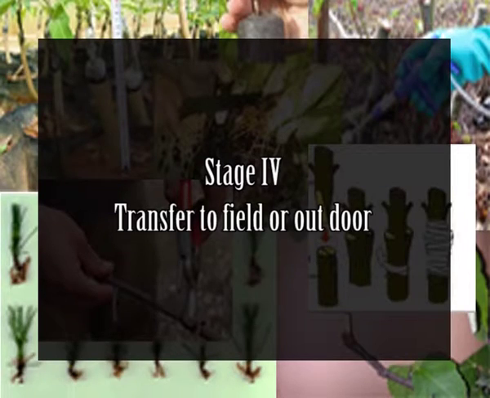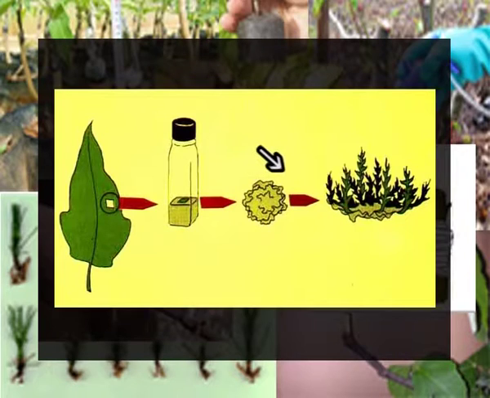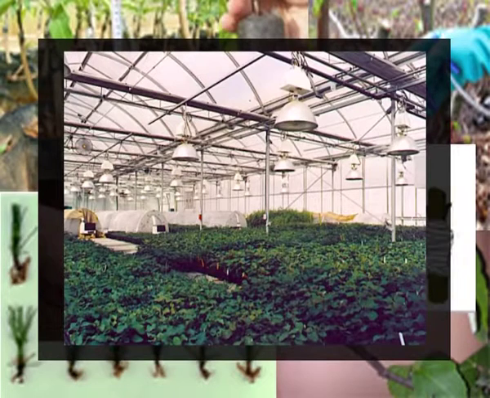Stage fourth is the transfer to field or outdoor. The successful transfer of in vitro grown plants to the field with a high survival rate is the main aim of this stage. To improve the survival rate, a number of methods have been applied, particularly under greenhouse conditions, which include the use of mist, carbon dioxide enrichment, optimization of light and temperature, etc.